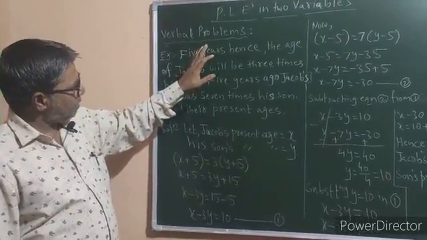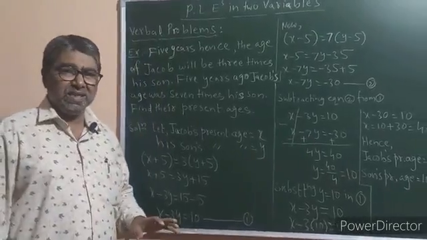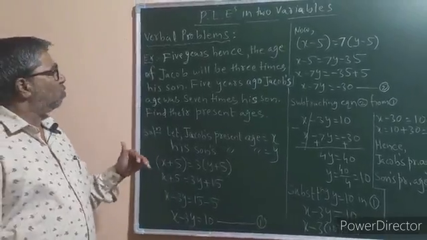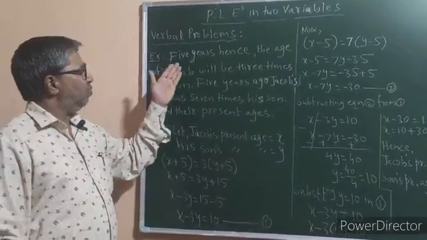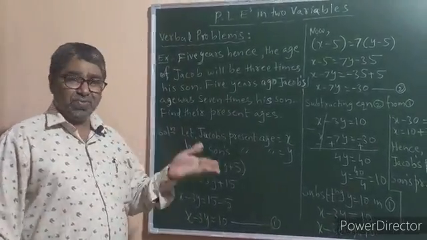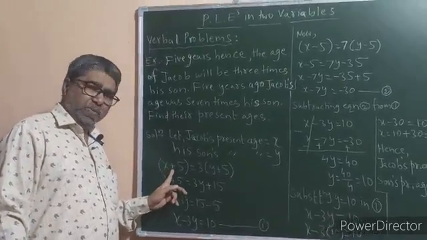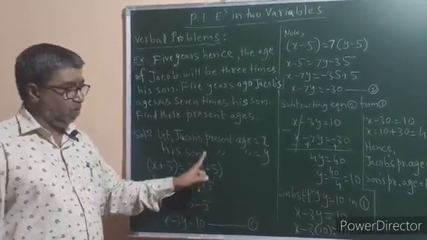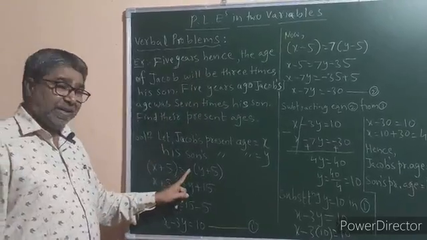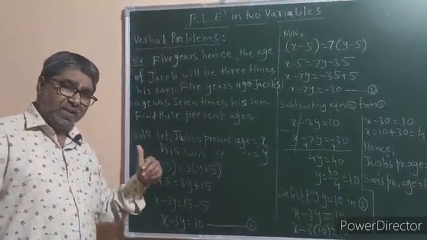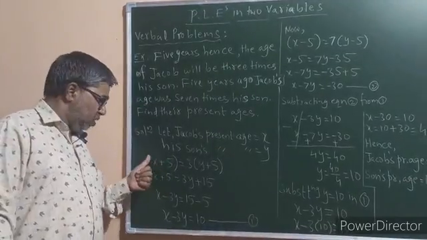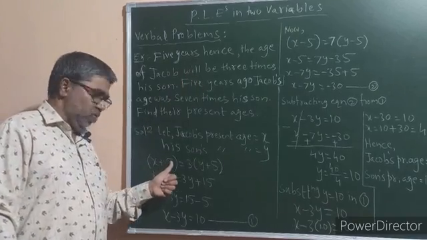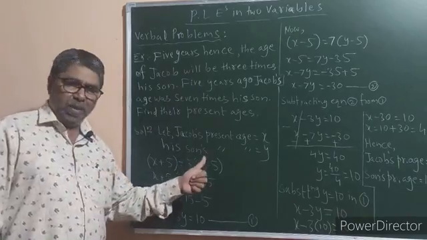Now going through the first condition, we'll be getting the first equation. The first condition is 5 years hence, means after 5 years the Jacob's age will become x plus 5 and his son's age will become y plus 5, and the condition is Jacob's age is 3 times that of his son's age, isn't it? So the mathematical form of this sentence will be x plus 5 is equal to 3 into bracket y plus 5.